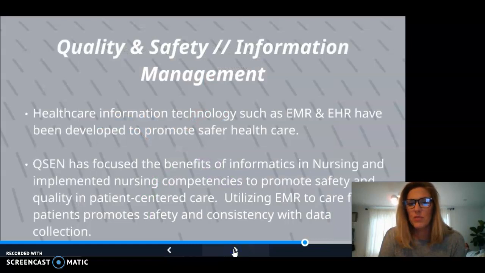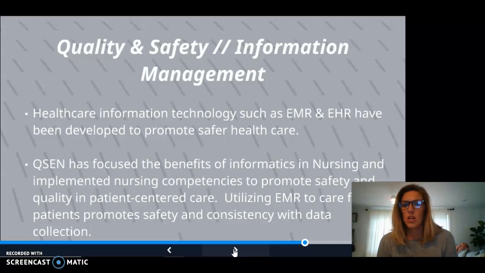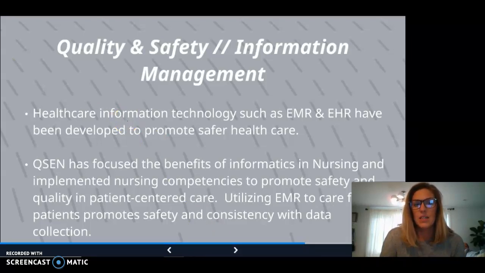Quality and safety in information management. Healthcare information technology, as we discussed, EMRs and EHRs, have been developed to promote safer healthcare. As nurses, we utilize these every day to provide safe care to our patients, when we access their records and when we scan patient bracelets prior to giving a medication. Education for nurses has focused on the benefits of informatics in nursing and has implemented nursing competencies to promote safety and quality in patient-centered care.